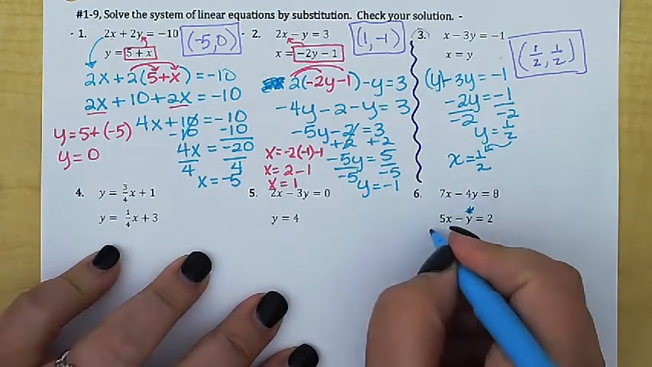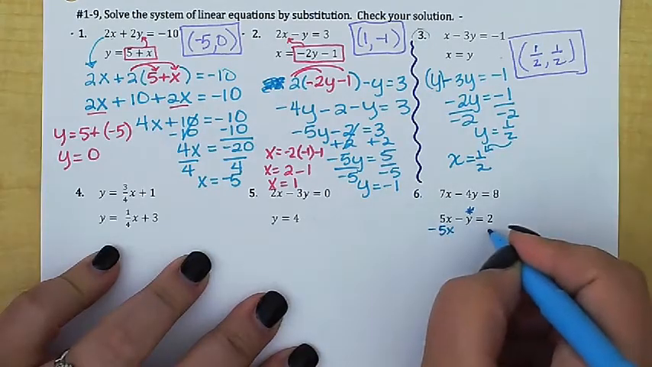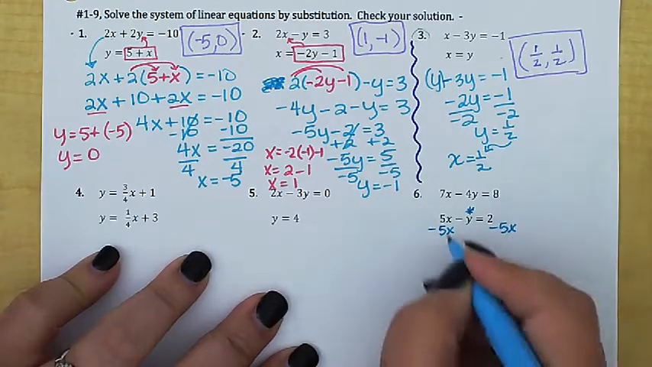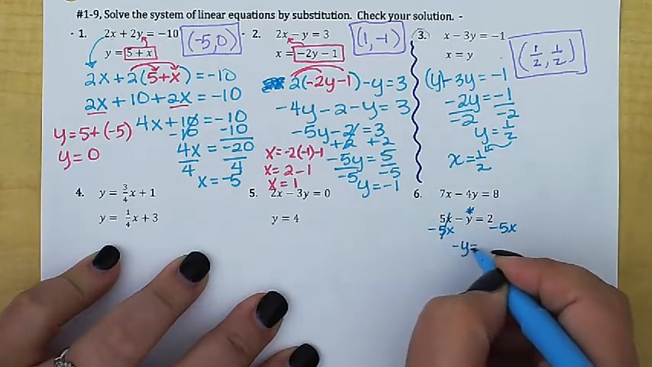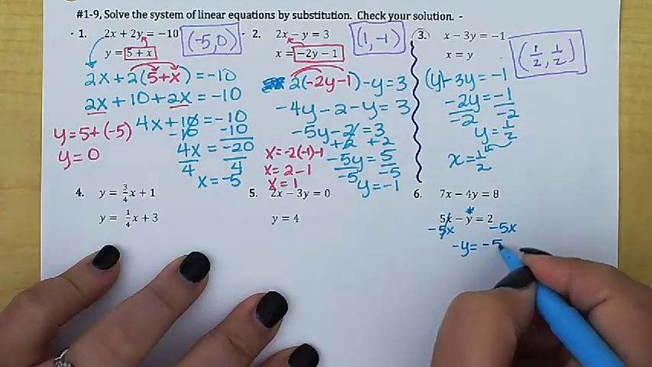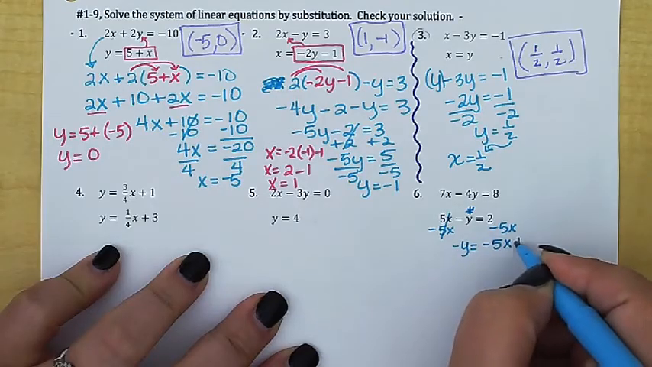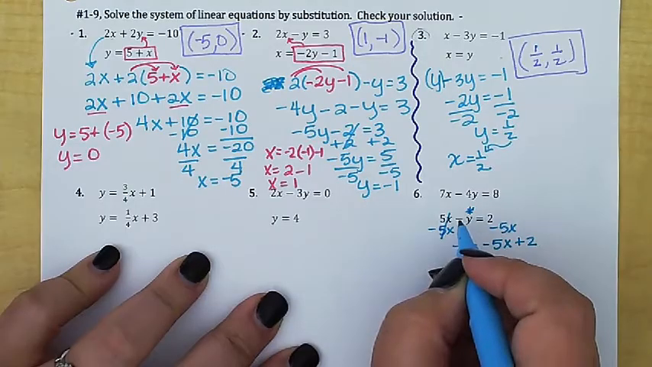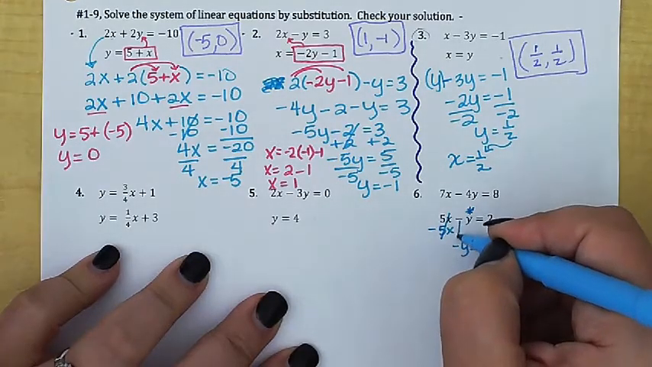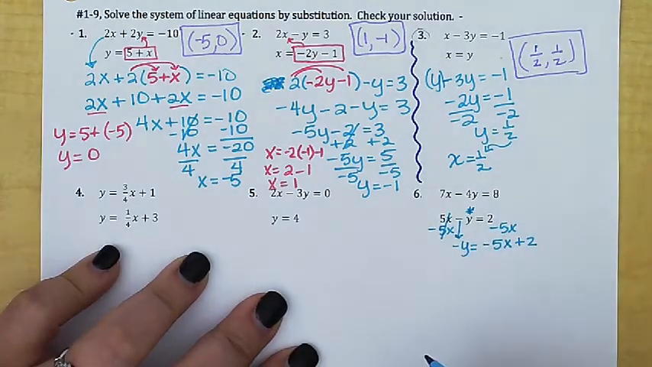That means I'm going to move the 5x out of the way over to the right side. Make sure you do the opposite sign. And that leaves us with negative y, and then the negative 5x and the 2 over here. And then I don't want that negative. I want this fully simplified. Don't forget it, because it is still there, and second of all, take care of it, right?